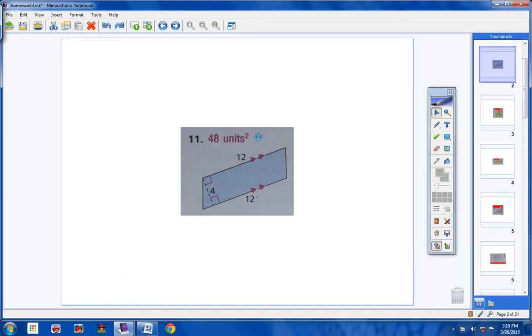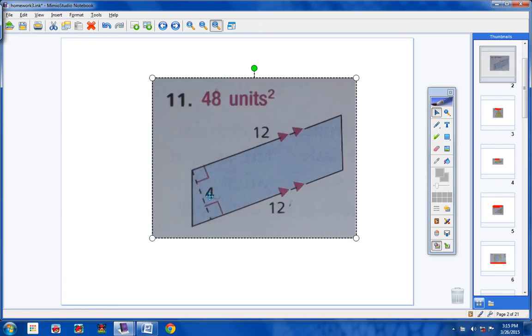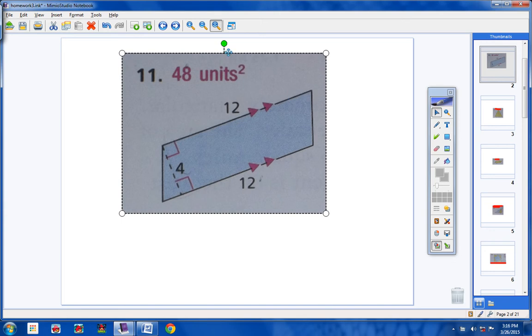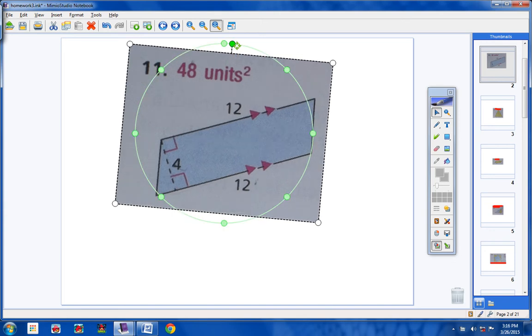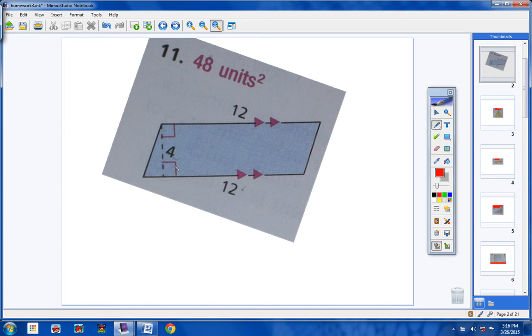So students, what we have here is a parallelogram, so let's go ahead and turn it so it's horizontal. That's easier to see. You don't have to do that, but it's easier to see. So there it is, guys. There's your entire base, 12. There's your entire height, 4. How do you find the area of a parallelogram? Base times height, 12 times 4, the answer is 48 square units.